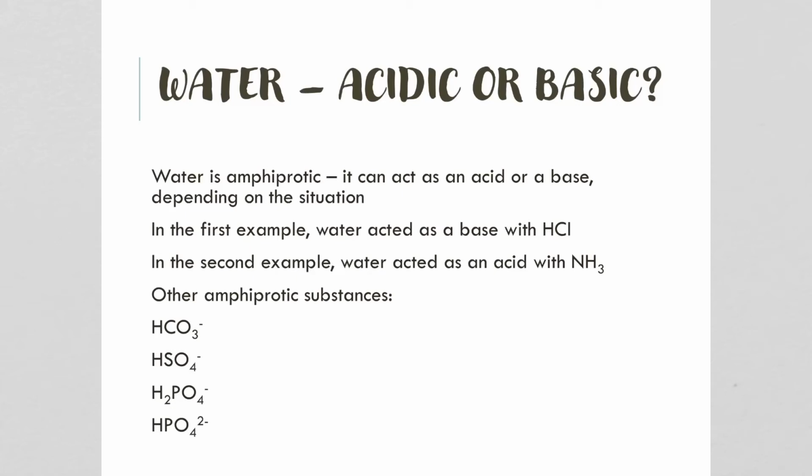Some other amphiprotic substances are the hydrogen carbonate or bicarbonate ion, the hydrogen sulfate ion, the hydrogen phosphate ion, and then the HPO4 2-. All of these are examples of amphiprotic. They can go either way. This one could take a hydrogen, or it can give up its hydrogen. It can do either one. Same with this one, this one, and that one. So they could take or give away.